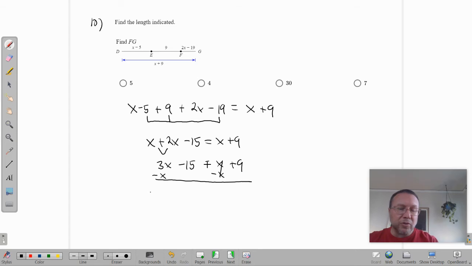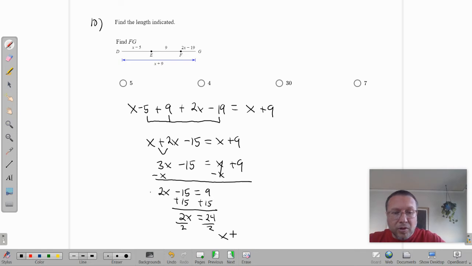Remember, when you have x's on 2 different sides, you got to get everybody over to the same side. So it doesn't matter if I move x over with the 3x or 3x over with the x. Some people like to move everything to the left, or smaller is bigger. Just personal preference, doesn't matter. And then we'll add 15 to both sides. So we get 2x is equal to 24. And then we'll divide by 2. So we get x equals 12, right?